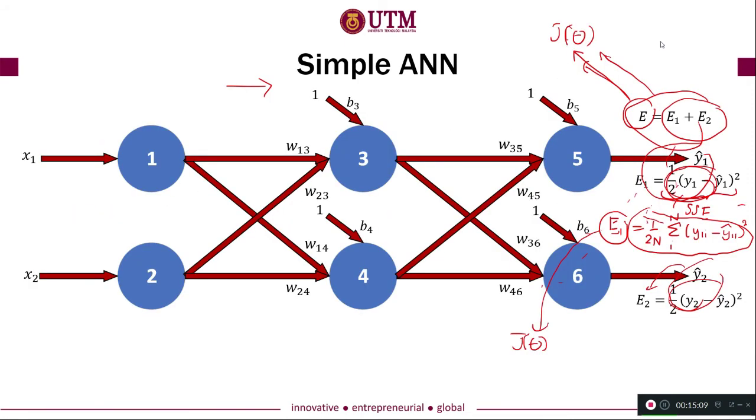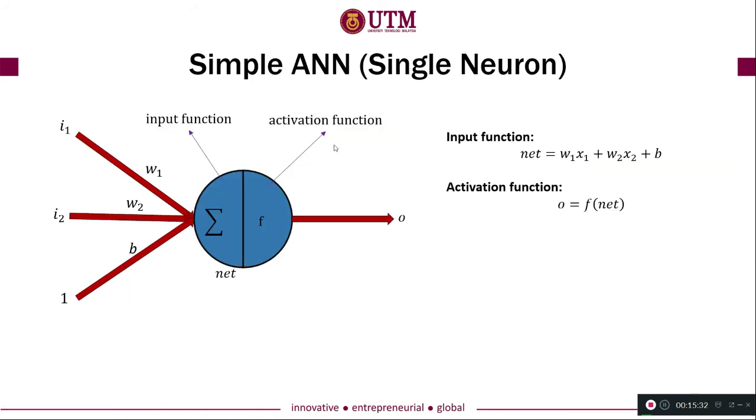Okay, so remember that for each neuron, the ones involved are only points number 3, 4, 5 and 6. 1 and 2 are not involved because those are not neurons, they are not nodes. So just again to remind you of the components: you have an input function and the activation function, and the input function is a linear equation.